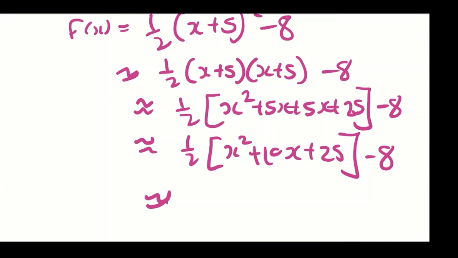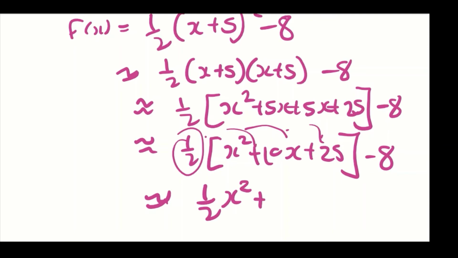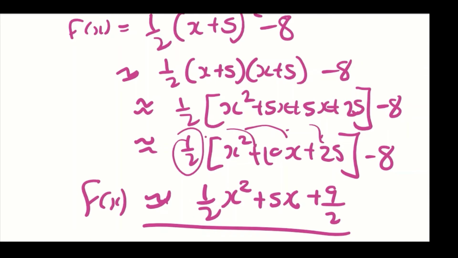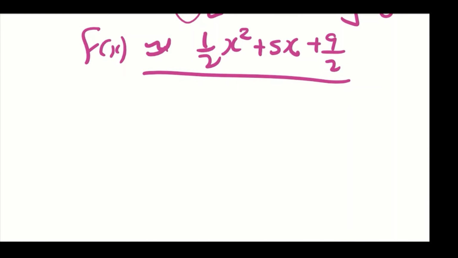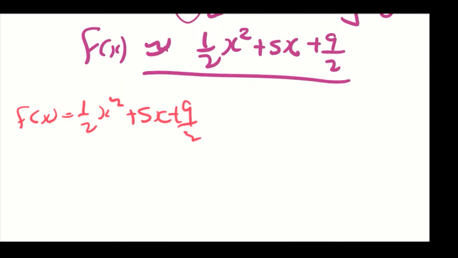So this half will multiply everything that is inside, and then you collect the like terms, but the standard form of equation that you need to get is 1 over 2x squared plus 5x plus 9 over 2. So this would be your f of x in standard form. So what you have now is f of x in standard form of 1 over 2x squared plus 5x plus 9 over 2, right?